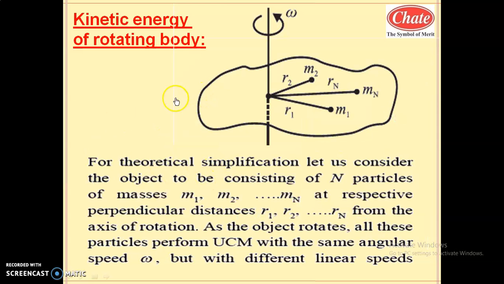Let us study the next part, that is the kinetic energy of a rotating body. This kinetic energy of a rotating body is analogous to the kinetic energy in linear motion. So what is the equation for kinetic energy in linear motion? It is half m v square. The analogous equation in rotational motion is half, in place of mass we have the rotational inertia, that is I, and in place of v the rotational quantity is angular velocity, that is omega. Hence the rotational kinetic energy is given by the equation half I omega square. We are going to study the derivation of this rotational kinetic energy in the next part.